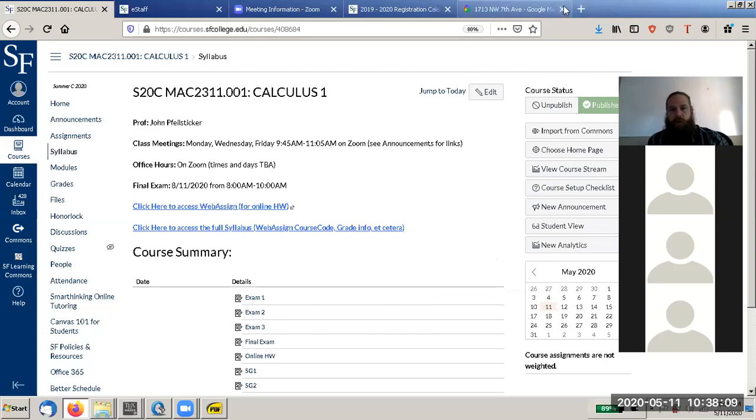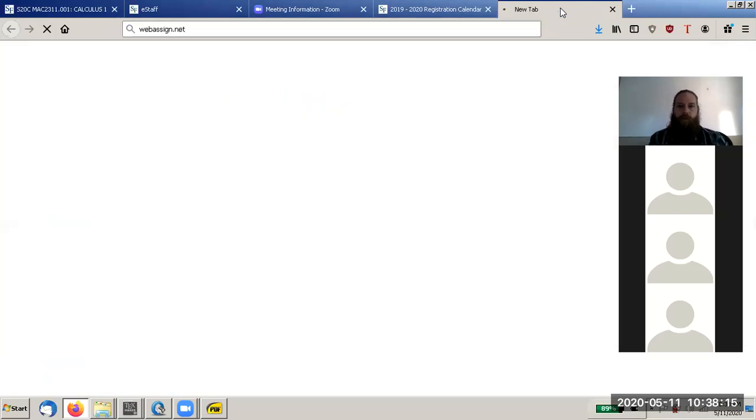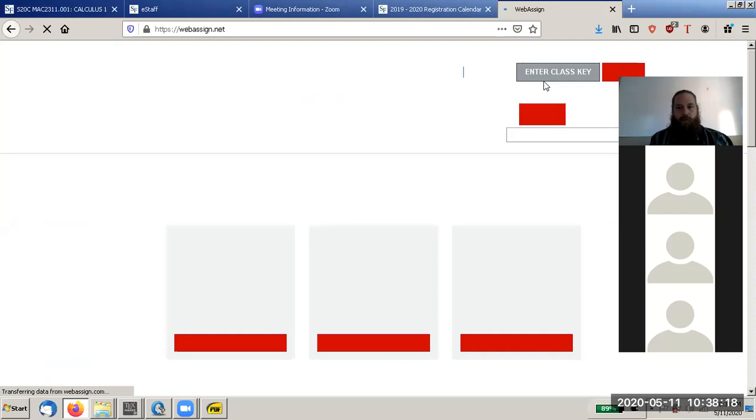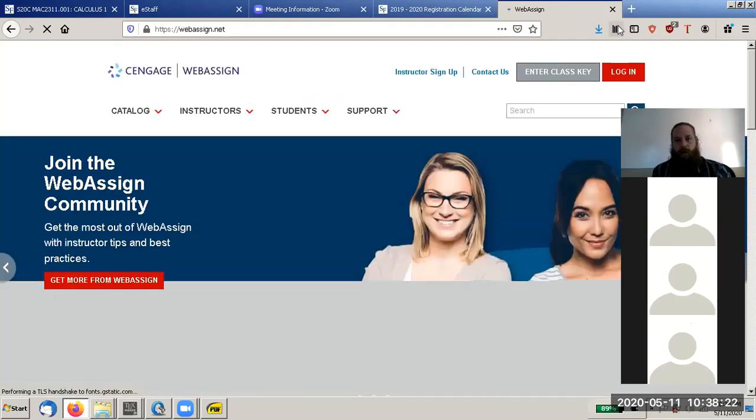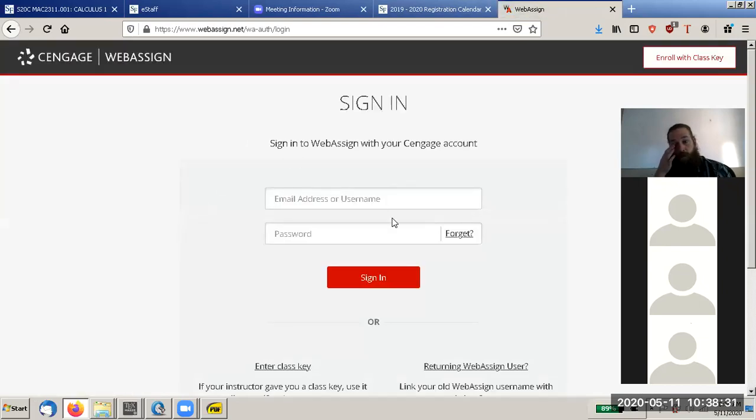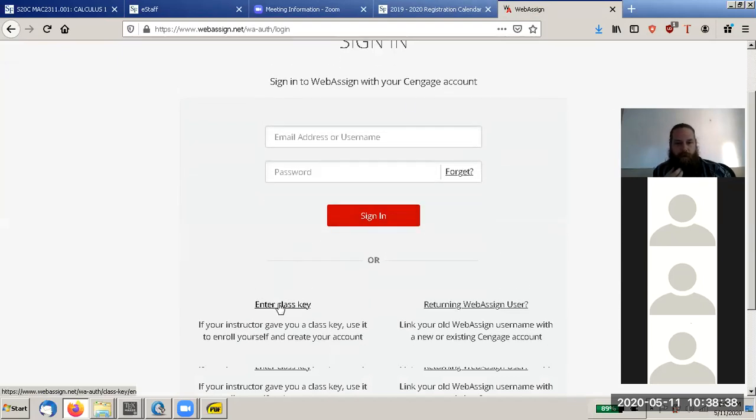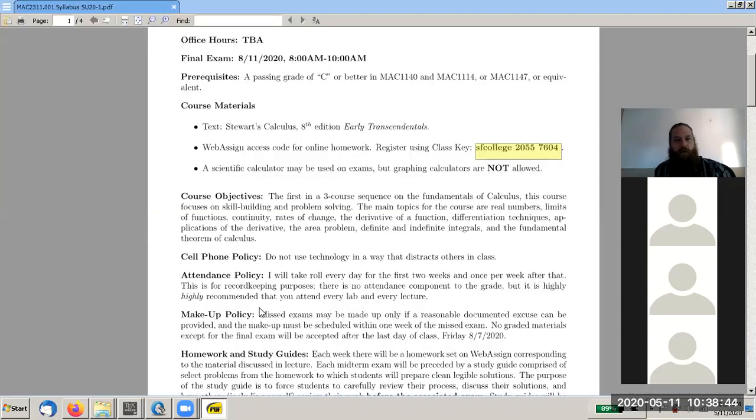So here, let me close this and I'll sign in fresh. So this is WebAssign, and I'm going to go to login. Oh, I might already be signed in. Okay, no. So if you don't have a WebAssign account already, then you can come down here and click enter class key. And that will walk you through creating an account. The class key that you would enter there is this thing: SF College, space, 2055, space, 7604. But only do that if you don't have an account.